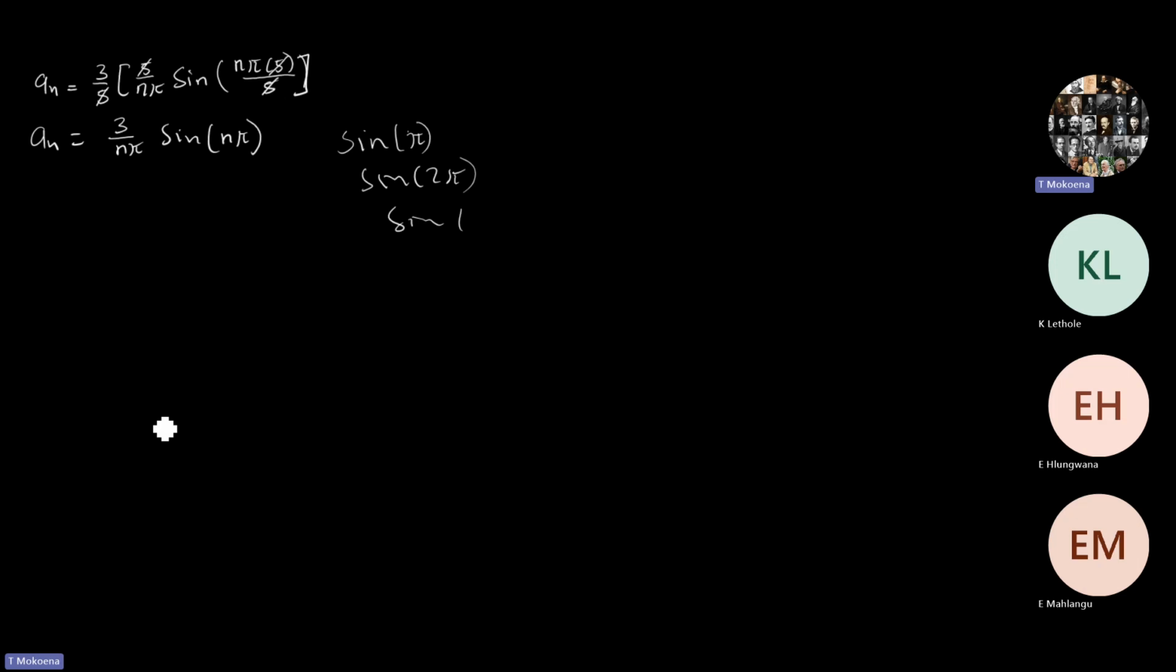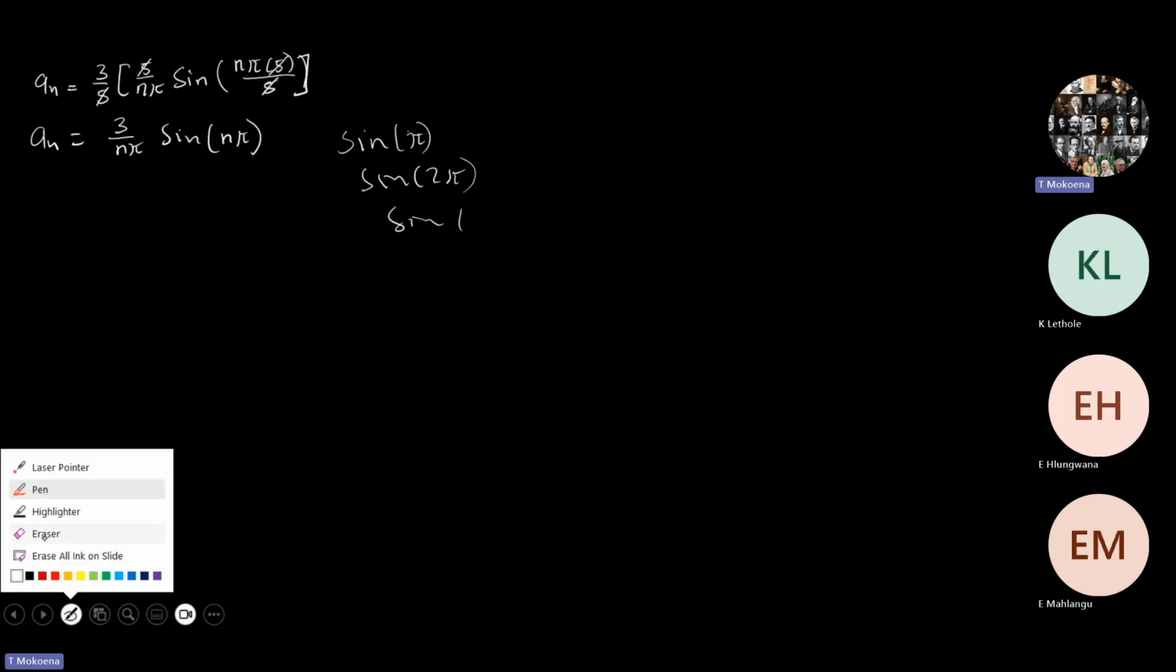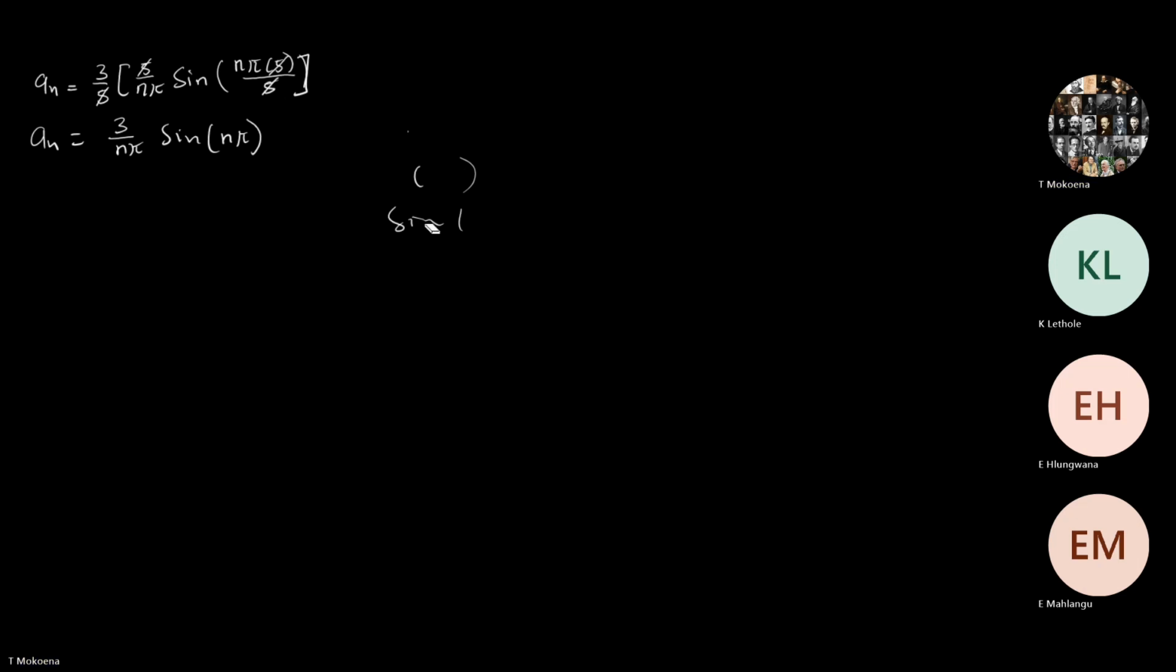So n represents any number. At this point in time, we can see that our a sub n is going to be equal to 0 because of that pi over there. Therefore, a sub n is equal to 0. Okay, so that's how we go about this question. Now, what else are we going to do?